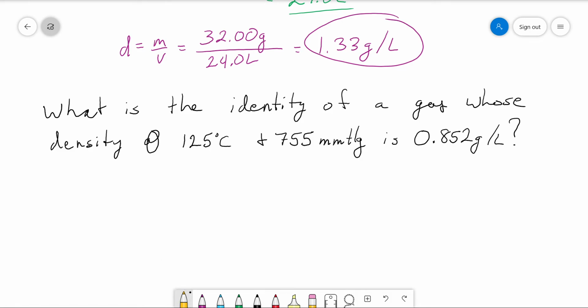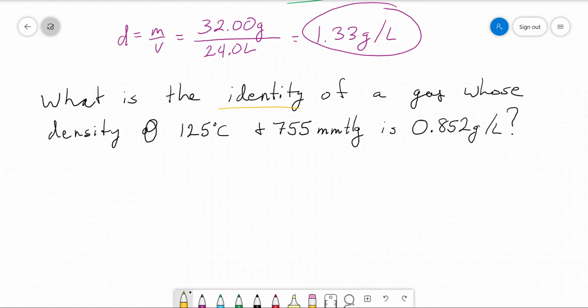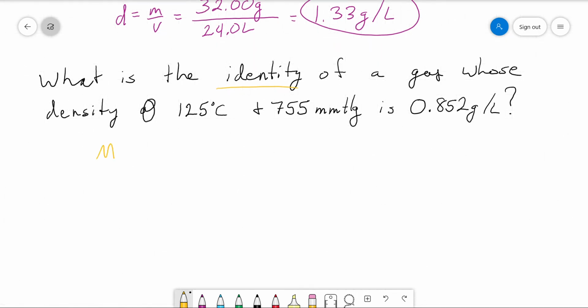All right, we're looking for the identity of a gas. Well, what does that mean? We have to figure out what gas it is. The easiest way to go about that, given the information we have, is to find the molar mass. Molar mass is mass over moles. So we need to find a mass and a number of moles.